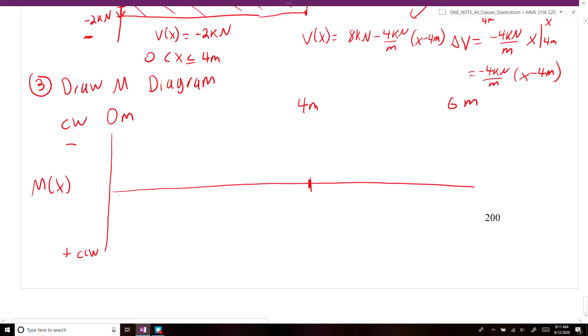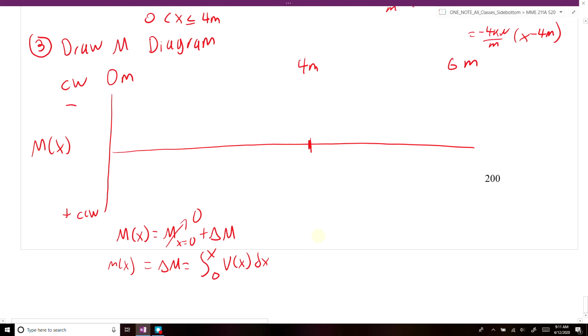So we know that M of x is going to be equal to our moment at x equals 0, if we have any concentrated moments, plus our change in moment. Since there are no concentrated forces at point A, this will be equal to 0. So M of x would just be equal to delta M, which earlier in the packet we defined as the integral of V of x dx from our 2 points of interest, which are 0 and x in this case.